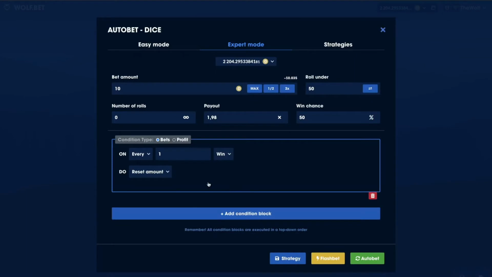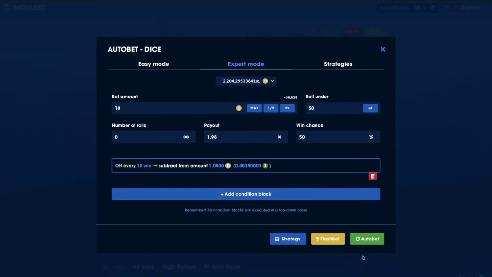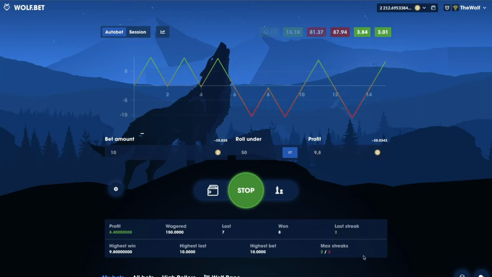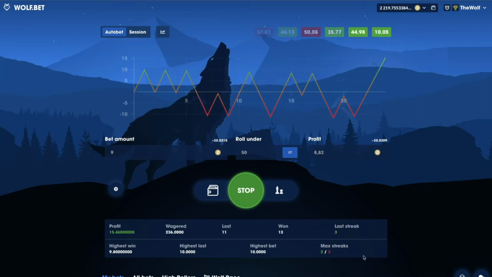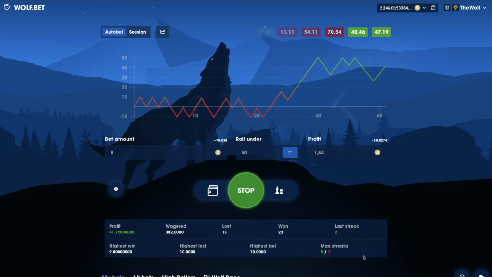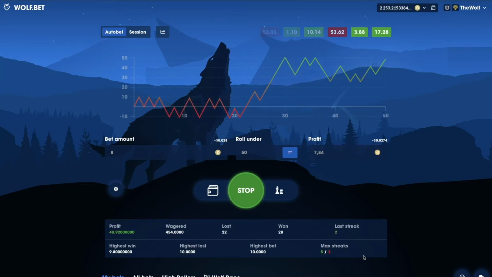There you go. The option Subtract from Amount removes an exact value from your bet amount on a certain event. Let's say you want to remove 1 dodge from your bet amount after 10 wins. Simply type the exact amount and start the Autobet. You can see that after 10 wins, your bet amount goes from 10 dodge to 9 dodge. And this is it. On every 10 wins, our amount will be reduced by 1 dodge.